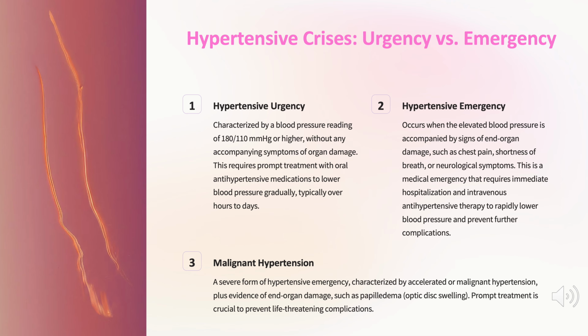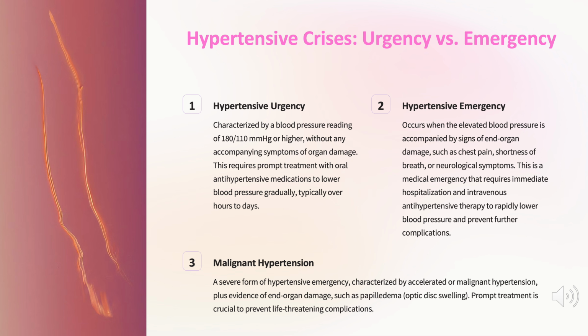Let's discuss hypertensive crises and differentiate between urgency and emergency. First, we have hypertensive urgency, identified by a blood pressure reading of 180/110 or higher without any signs of organ damage. In such cases, prompt treatment with oral antihypertensive medications is necessary to gradually lower blood pressure, typically over hours to days. On the other hand, hypertensive emergency is a much more serious scenario.